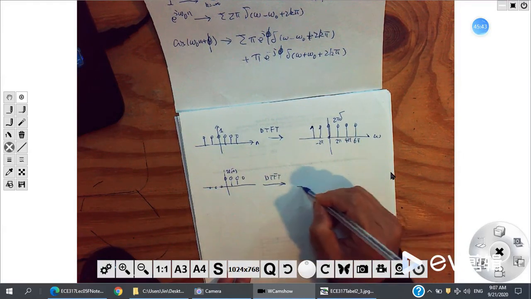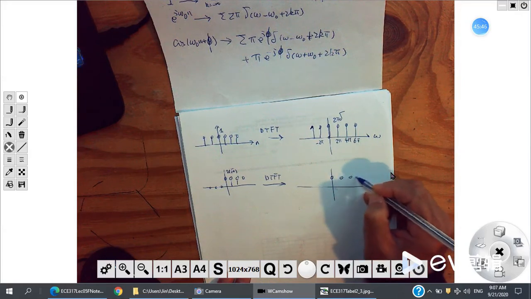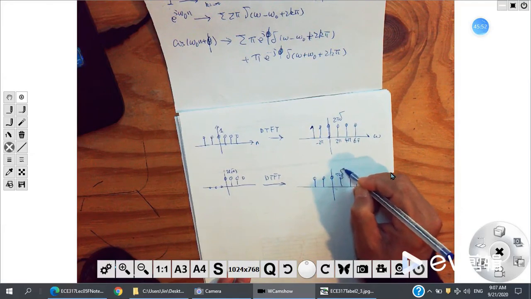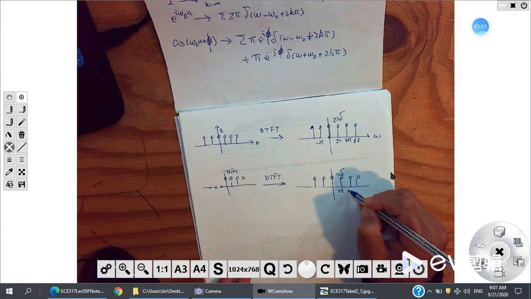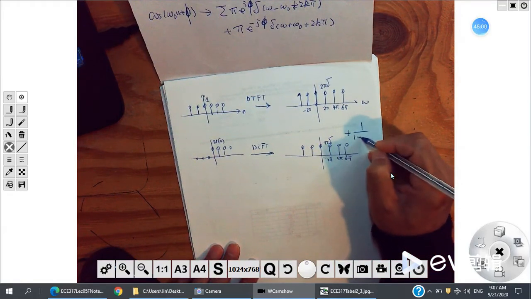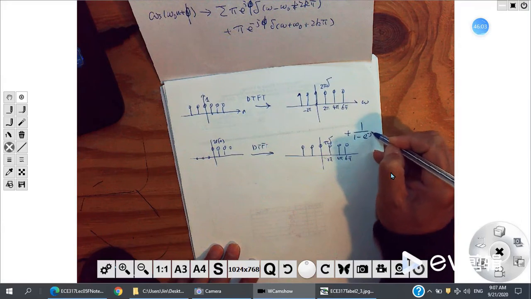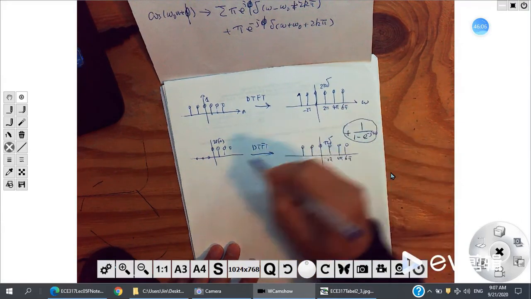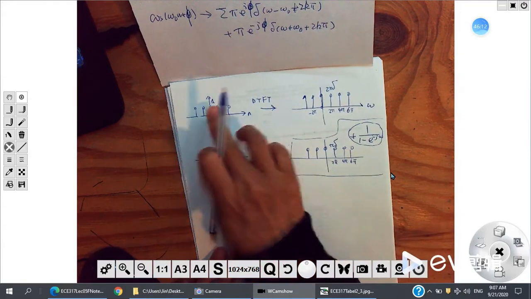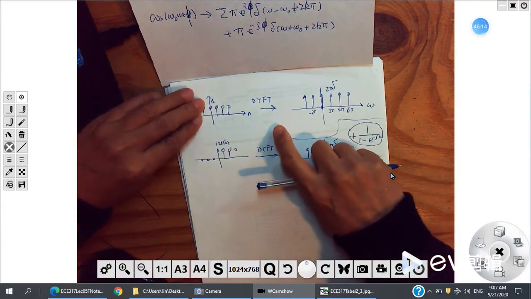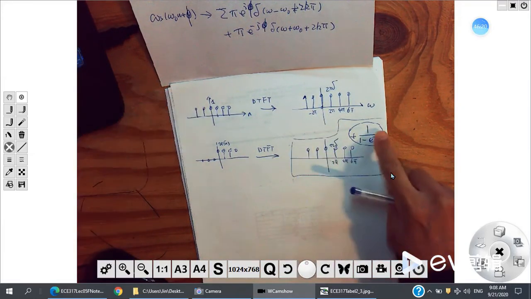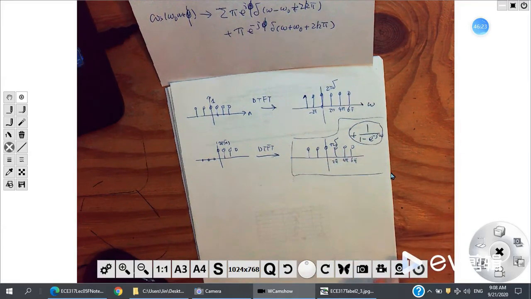We already have this: pi times delta at 0, 2 pi, 4 pi, 6 pi, and plus 1 over 1 minus e to the negative j omega. No, this one is this one. This is like a half of it, right? You remove this part, you only have half of it. So this is half of this, you see? But we also have this one. This is u of n.